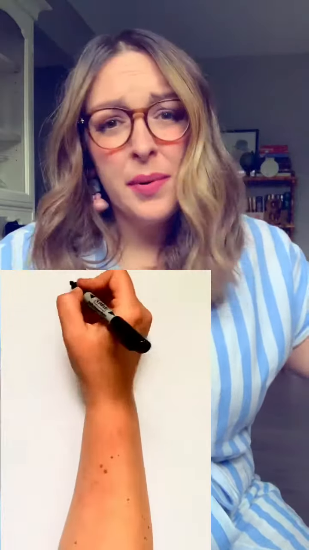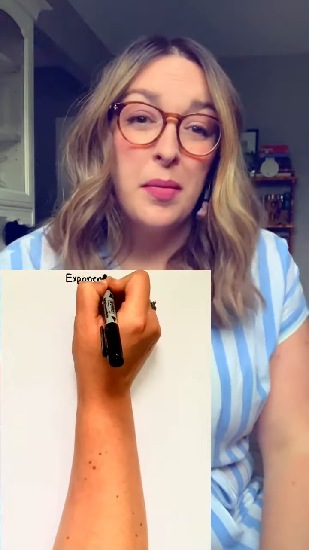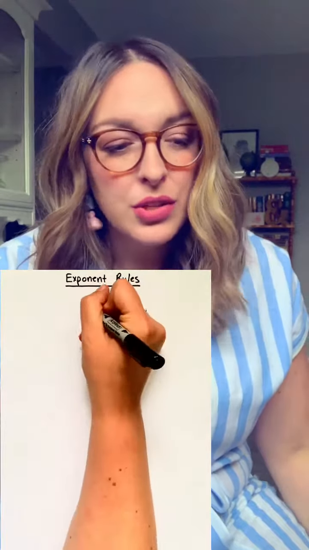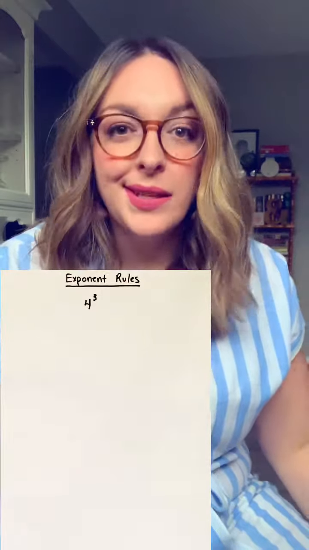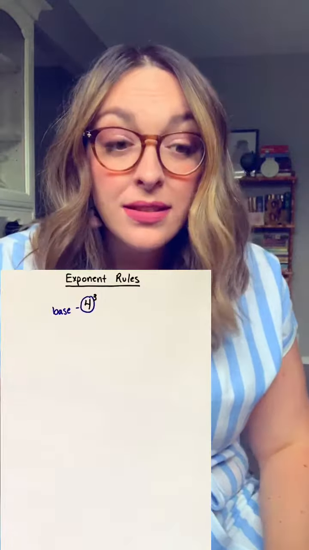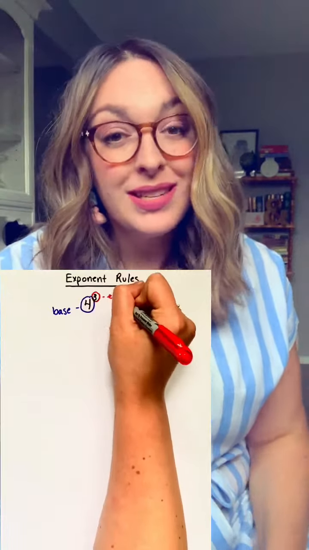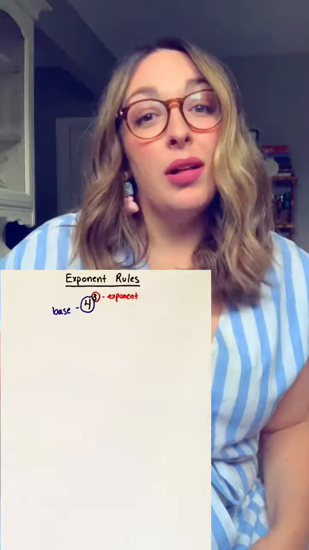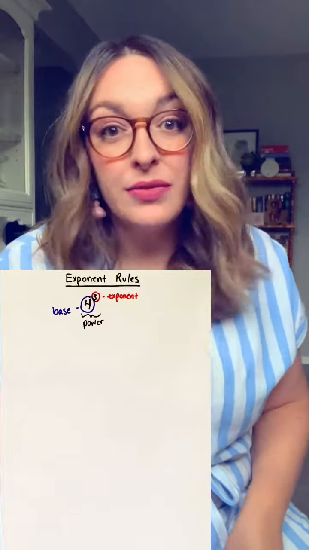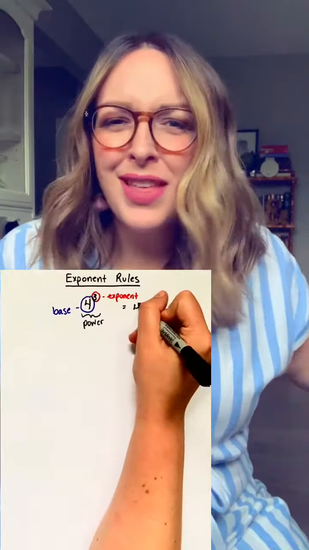Before we talk about exponents, I want to talk a little bit about the language so you know what I'm talking about when I say certain words. 4 to the power of 3 is something that has an exponent. The 4 is what we call the base. The 3 is the exponent, and the whole thing altogether is what we call a power. And hopefully you know that 4 to the power of 3 is 4 times 4 times 4. I've gone over that in other videos.